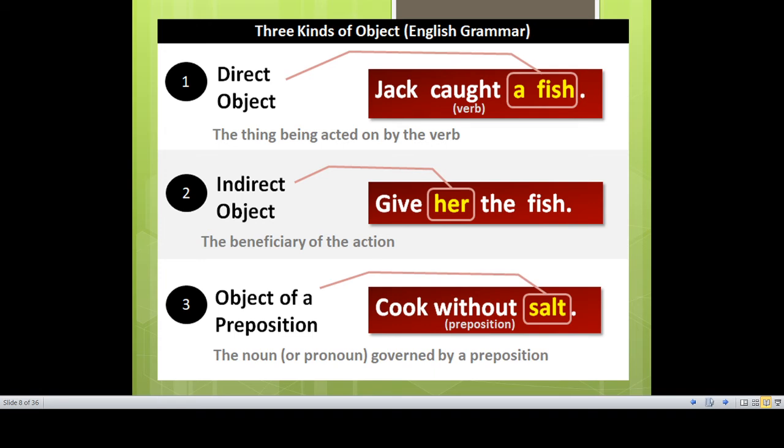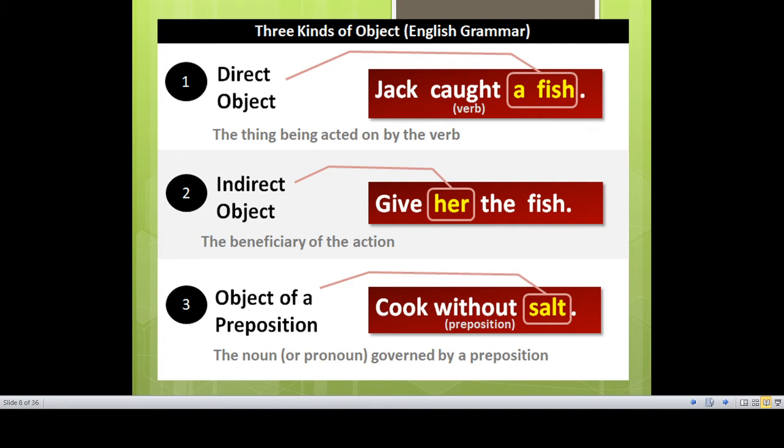Now, there are three kinds of objects, so you need to know what a direct object is, an indirect object, and an object of a preposition. You have three different examples. Jack caught a fish. Caught is a verb, and Jack is a subject, quite naturally. So, a fish, the thing which is being acted on by the verb caught. Jack made a catch, and what did he catch? It's a fish. So, that is your direct object.